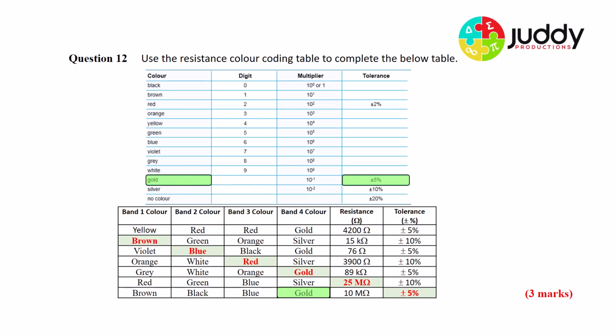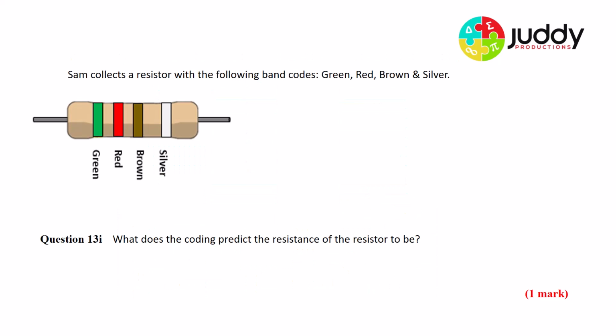Simple task. Sam collects a resistor with the following band codes. We have a green band, a red band, a brown band, and a silver band. Question 13.1. What does the coding predict the resistance of the resistor to be? Give that a go.